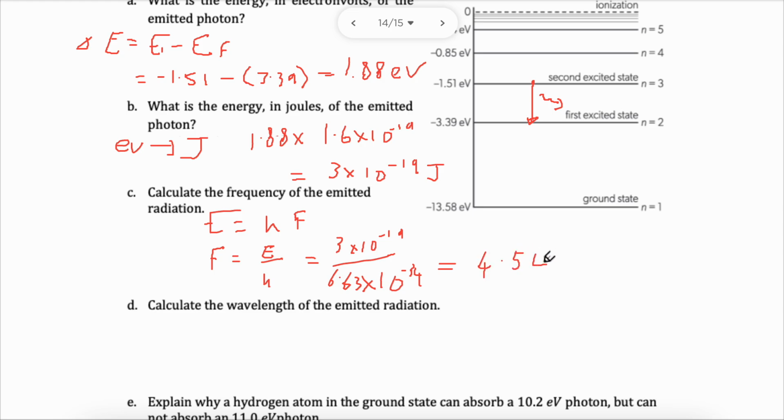4.536. I'll round that to 4.54 times 10 to the 14 hertz. Wavelength of the emitted radiation.